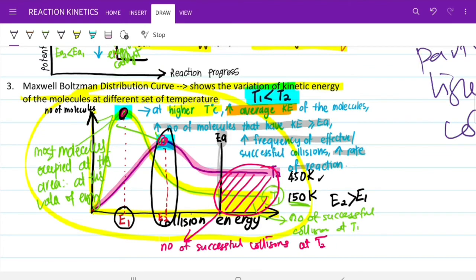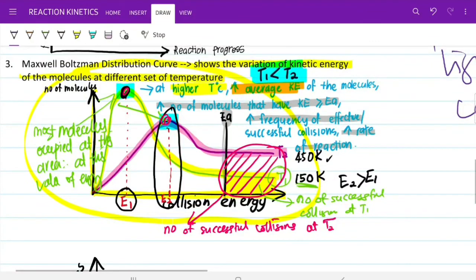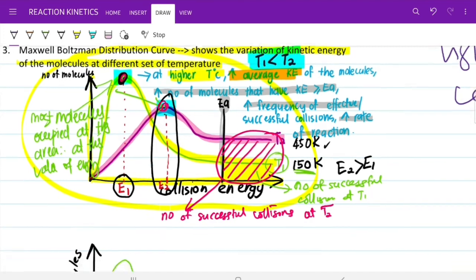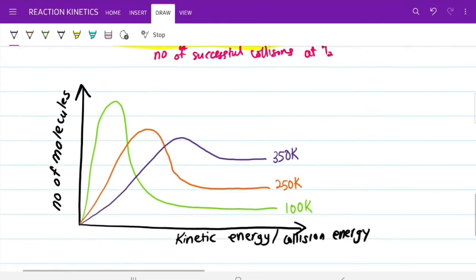Okay, so this is my sketch here for the Maxwell Boltzmann distribution curve. In it, I'm comparing how the curve looks at two different temperatures, which are 150 Kelvin and 450 Kelvin. In the same Maxwell Boltzmann distribution curve, we can show the variations in the kinetic energy of the molecules at more than two different temperatures. For example, in this one, I'm comparing three different temperatures.